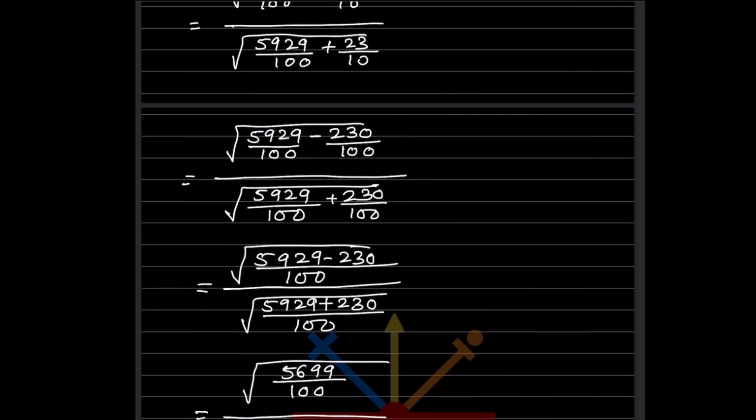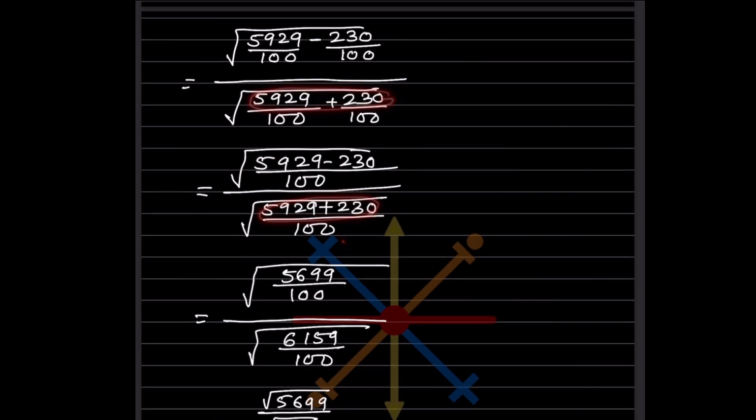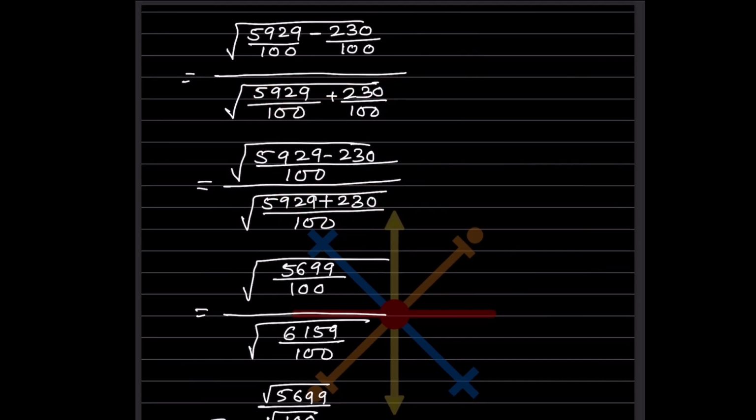Now the denominator in both is 100, so we can write it with the root as it is. We are going to subtract this one divided by 100, and in the denominator we are just going to add, divided by 100. When you subtract, 5929 minus 230, you get 5699 divided by 100, root as it is.